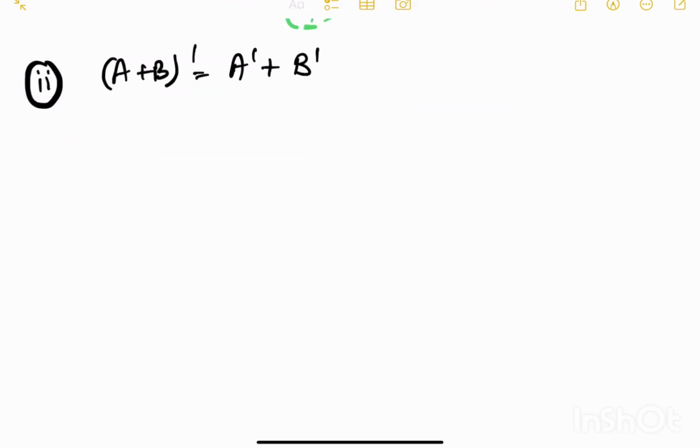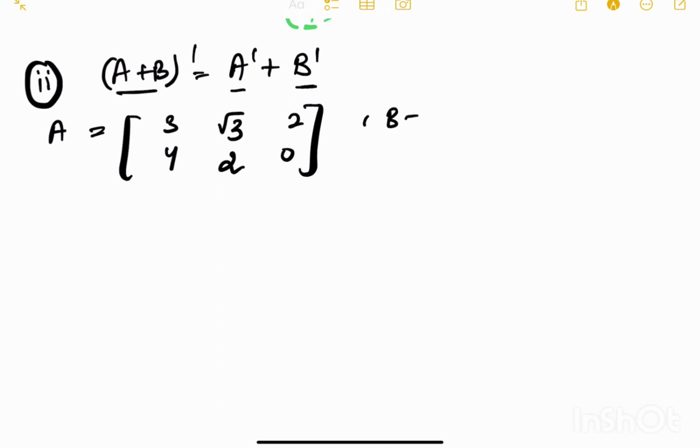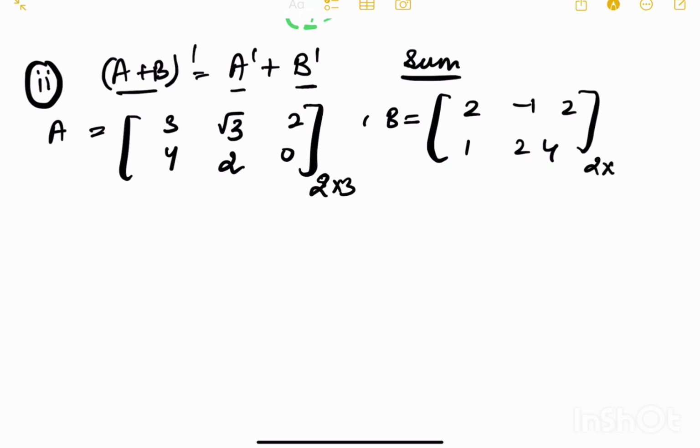Now, if we focus on our second property, which says that if I add any two matrices A and B and take the transpose of the result, it must be equal to the sum of the transposes of each of my matrices. So again, I will pick up an example. Let A be this, and let my B be 2, minus 1, 2, 1, 2, 4. Just focus that because we are dealing with the sum of matrices, it is important that the order must be the same, and the order is 2 cross 3, and it is 2 cross 3 here as well.